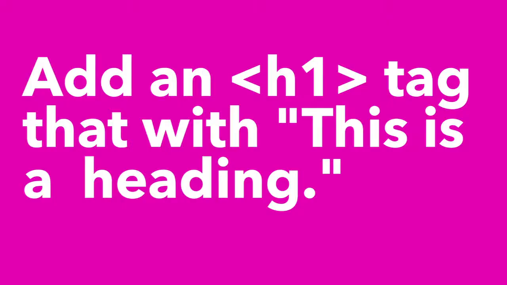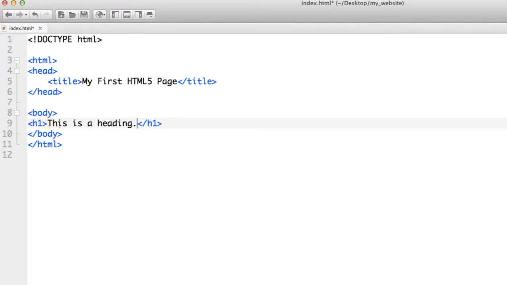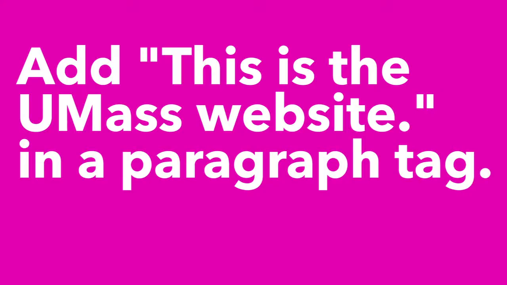So let's start by adding an H1 tag. And you go ahead and try and see if you can add an H1 tag that says this is a heading. Excellent. Now let's add a second text tag, a paragraph tag, which is P. And go ahead and add this is the UMass website in a paragraph tag.